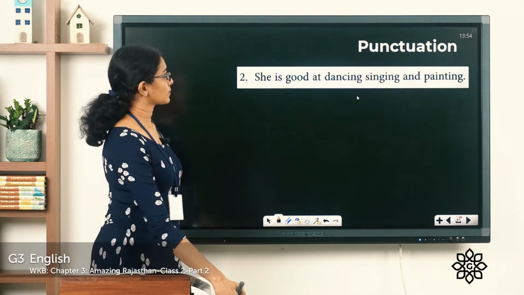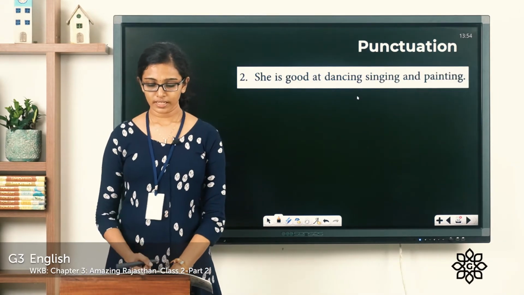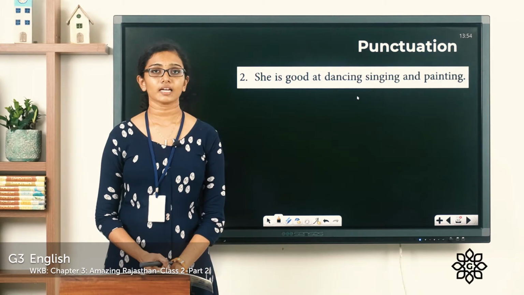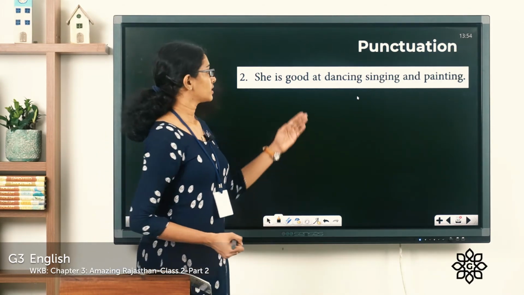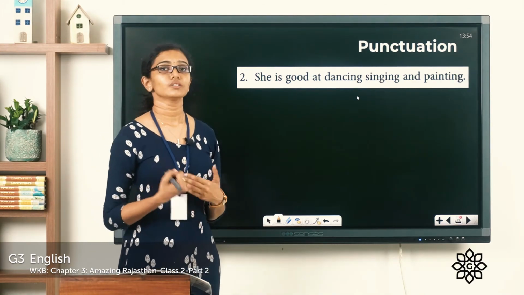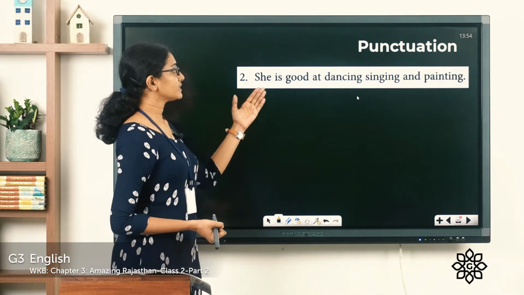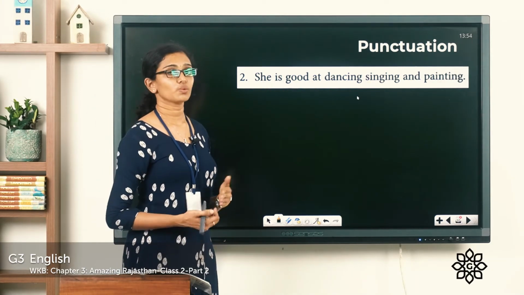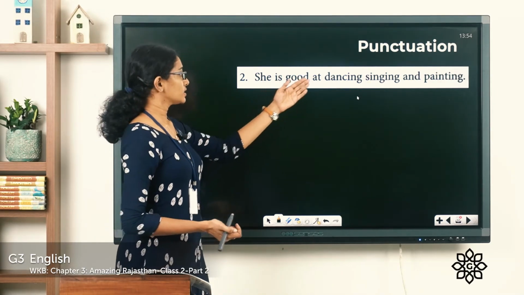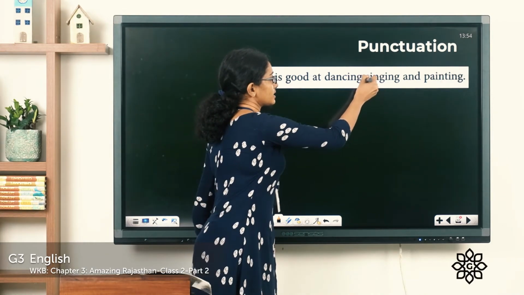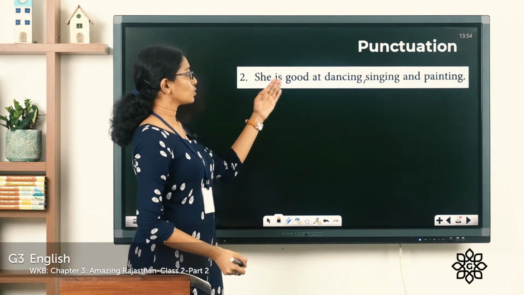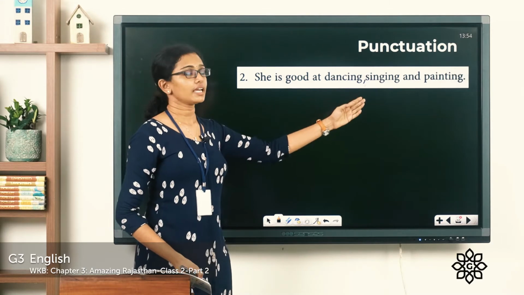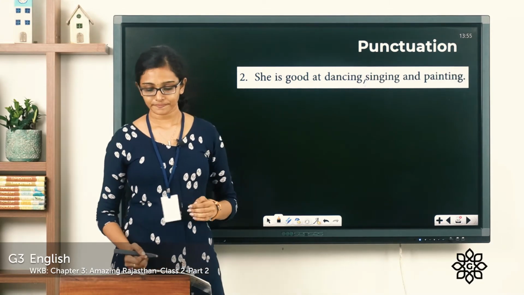Now, let's see the next question. She is good at dancing, singing and painting. Here, there are more than 2 items. She is good at dancing, singing and painting. So, where to pause when you read it? Let's separate the items here. So, it is, she is good at dancing, singing and painting.